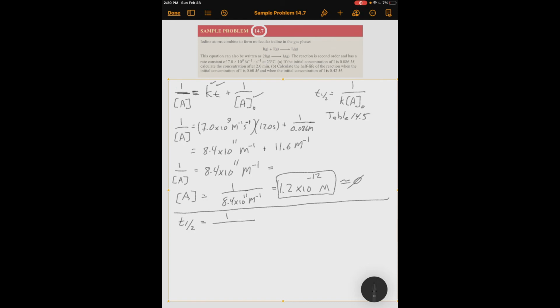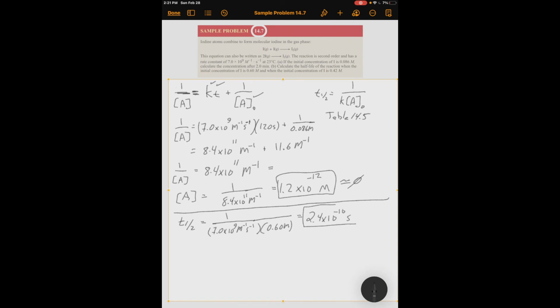1 over k. Again, we're going to use the same value of k. Funky units, right? 1 over k. And then we're going to try it when it's 0.60 molar. That's the initial concentration. Those molarity units are going to get canceled. You're going to have 1 over seconds, which is just seconds. So 1 divided by 7 times 10 to the 9 divided by 0.6, and you get a half-life of 2.4 times 10 to the minus 10 seconds.